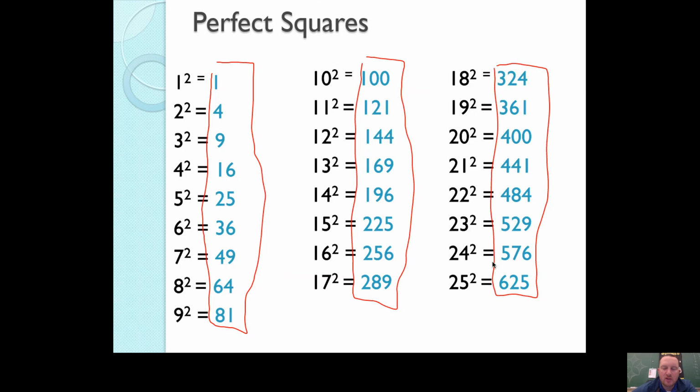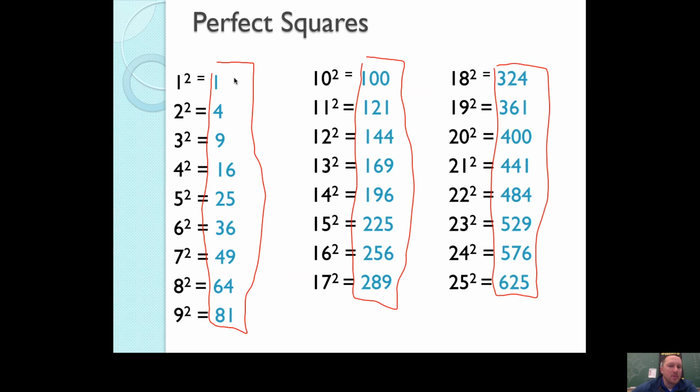Now, we only have the first 25 listed here. There's obviously infinitely many perfect squares because you can square any number you want and get a new perfect square. But notice how there are numbers that are not perfect squares. For example, the numbers 2 and 3 and 5, those are not perfect squares.